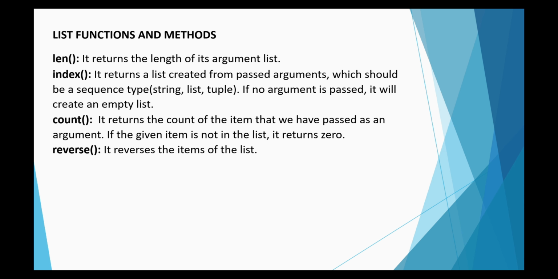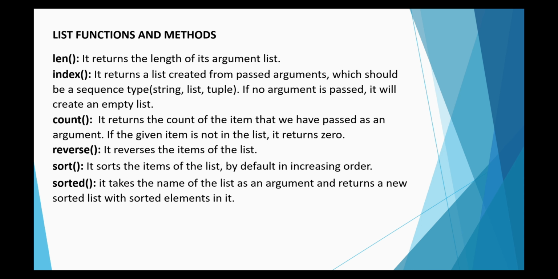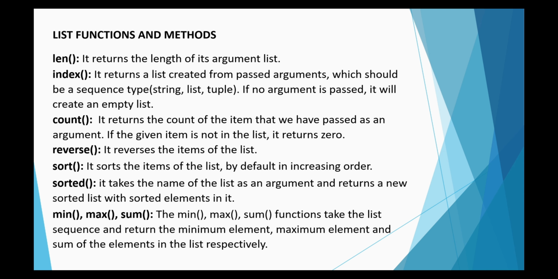The reverse function reverses the items of the list. The sort function sorts the items of the list by default in an increasing order. Sorted function takes the name of the list as an argument and returns a new sorted list with the sorted elements in it. The min, max and sum function takes the list of sequence and returns the minimum, maximum and sum of the elements in the respective order.